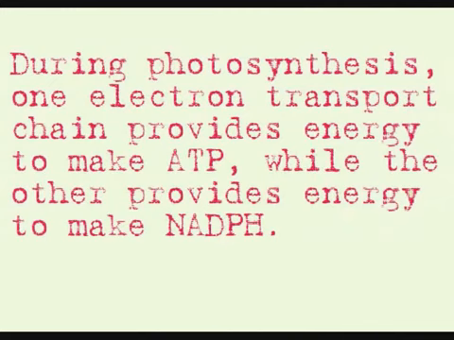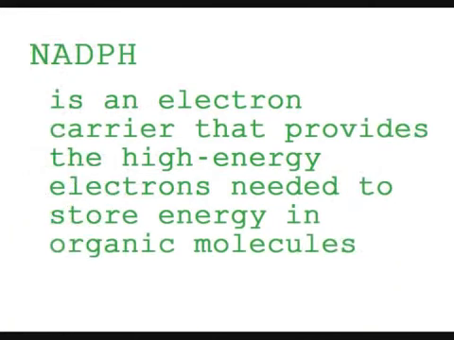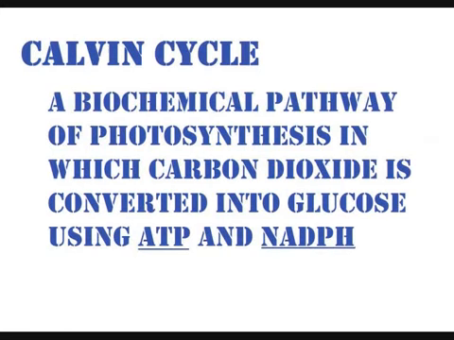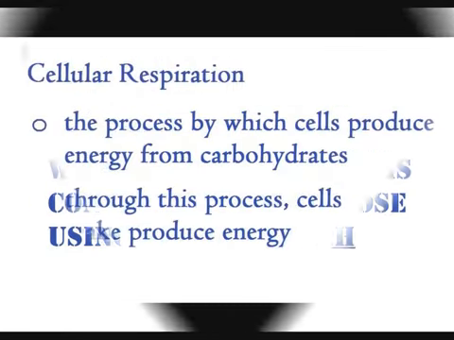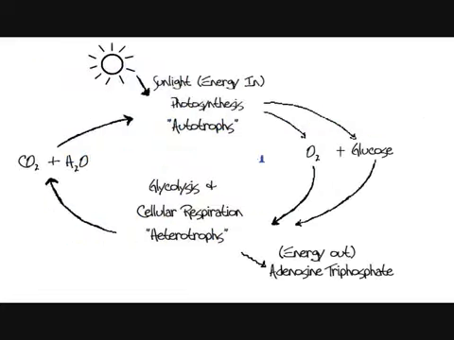During photosynthesis, one electron transport chain provides energy to make ATP, while the other provides energy to make NADPH. The Calvin cycle is a biochemical pathway of photosynthesis in which carbon dioxide is converted into glucose using ATP and NADPH. Cellular respiration is the process by which cells produce energy from carbohydrates. Through this process, cells produce energy.